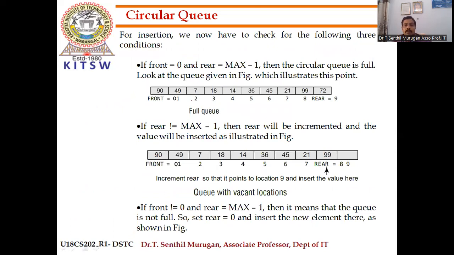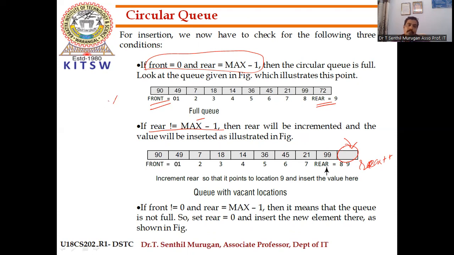See this diagram. First one, the queue is full. When it is full, front equals 0 and rear equals max minus 1. Both conditions are true, so the queue is full. Otherwise, it is not full. If rear has not reached max minus 1, it is not equal to max minus 1, so some places are there at the end, and we can simply insert the element there. For this, we simply write rear plus plus, or rear equal to rear plus 1, and we can insert the element.